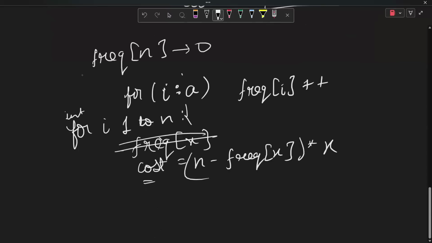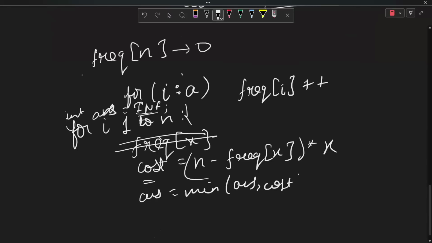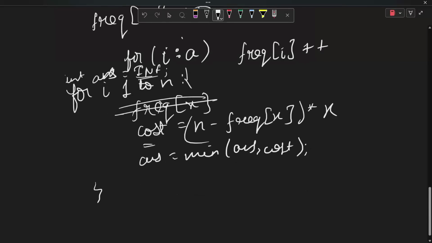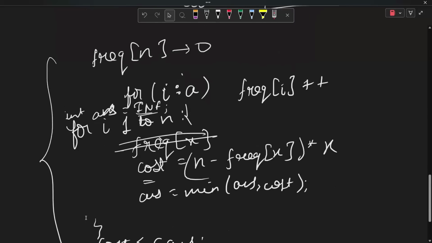So we'll take a variable answer and initialize it with some very big value, some infinity. Sorry, we have to minimize, so we'll initialize it with some big value, and we'll say answer equals min of answer comma cost. This way we get the minimum cost in our answer, and then we can just print out the answer. So this way we can solve this problem. I hope it is clear.